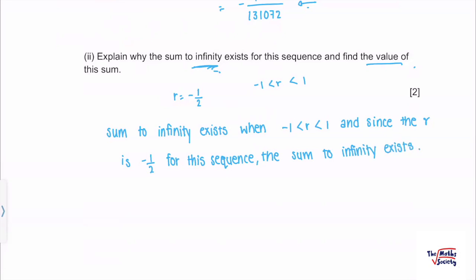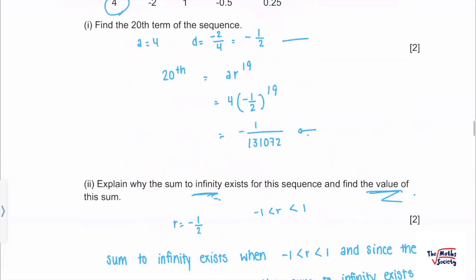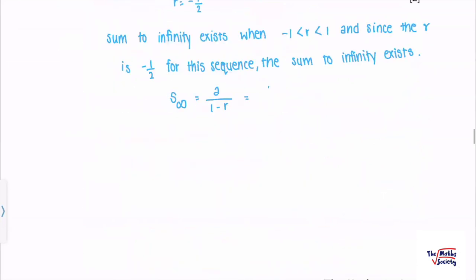Yep. And you find the value of the sum as well. So for the sum to infinity, you know the formula, a by 1 minus r. A, I believe, was 4. 1 minus r, 1 plus half. 4 by 3 by 2. You get 8 by 3. And that is your sum to infinity value.